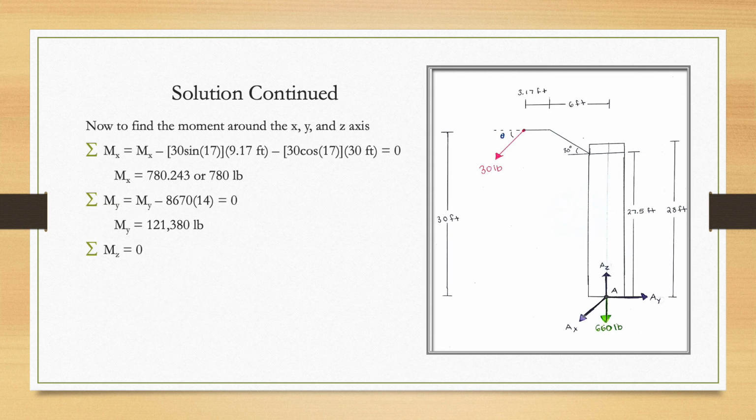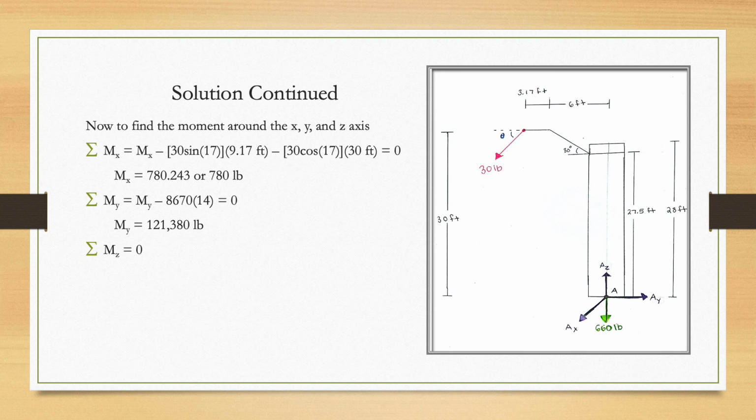Now to find the moment around the x, y, and z axis. So the sum of the moment on x equals 0, so it equals M of x minus the force 30 pounds on the z-axis times y, which is 9.17, minus the 30 pounds force that is on the y-axis, times z, which is 30 feet. So we find that the moment of x equals 780 pounds.